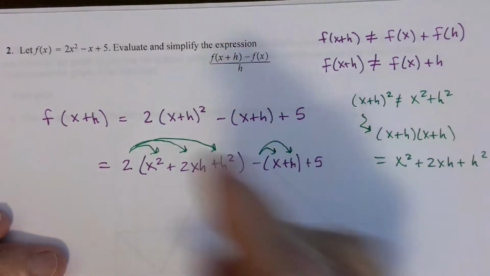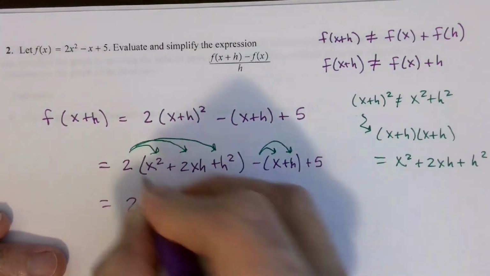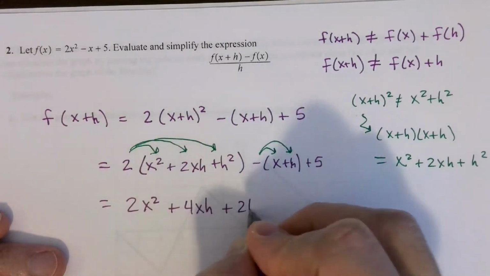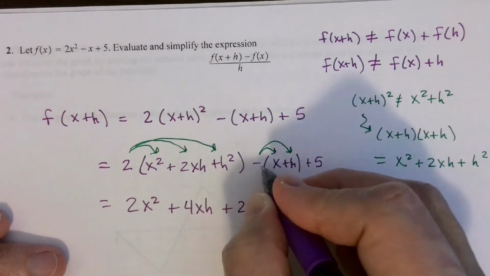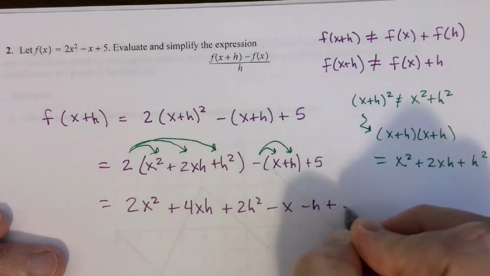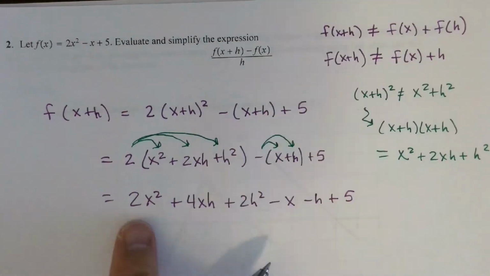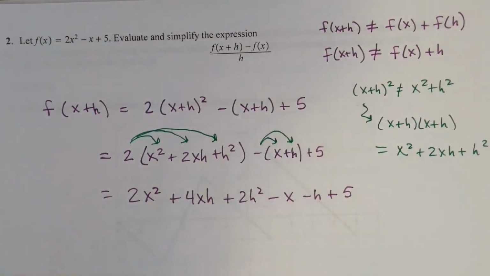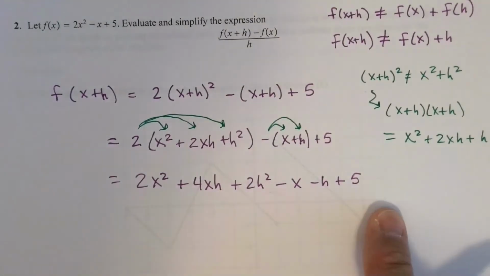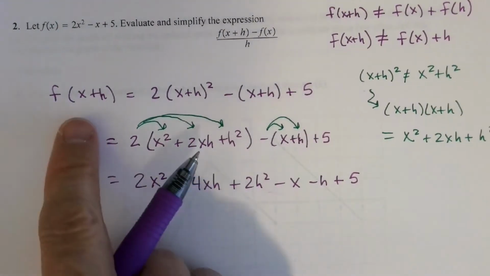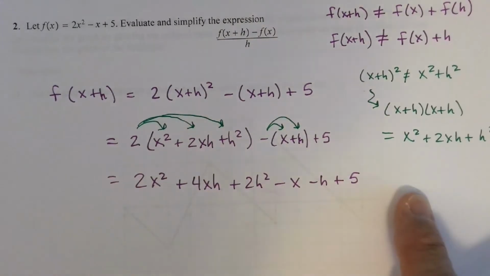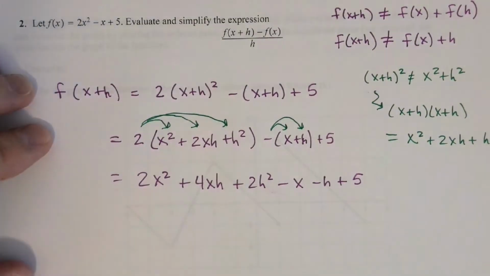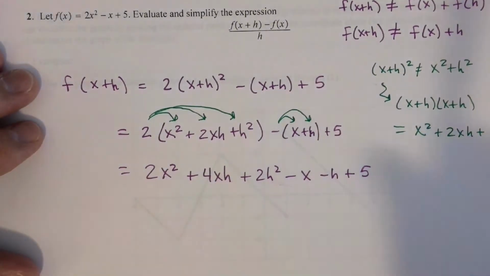And so what do we get here? We get 2x squared, 2 times 2, 4xh, 2 times h squared, minus x minus h plus 5. Now at this point, if there were any like terms, I would combine and simplify, but there are no like terms. And so this is a big mess, right? There's a lot going on here. f of x plus h is this whole thing. And that's a lot, but that's what we have to deal with in this case. And so we want to be accurate and careful with this.